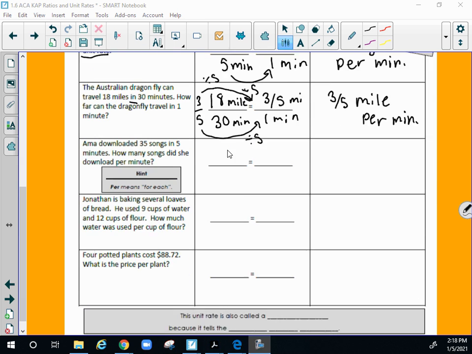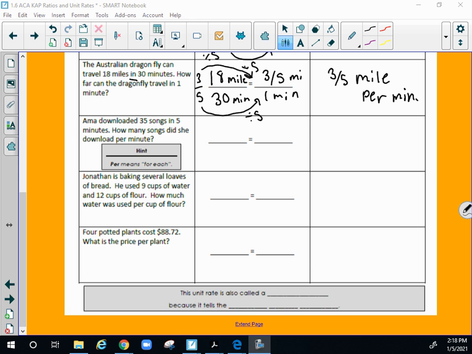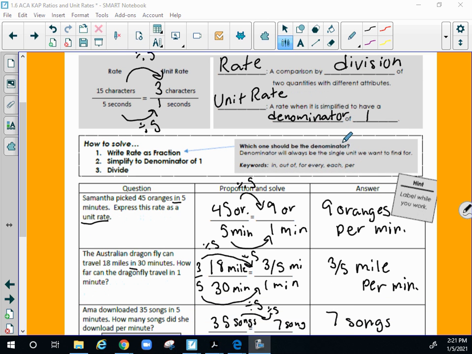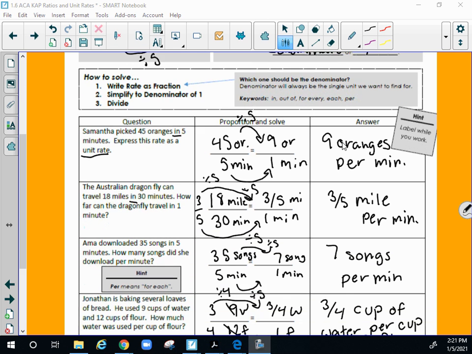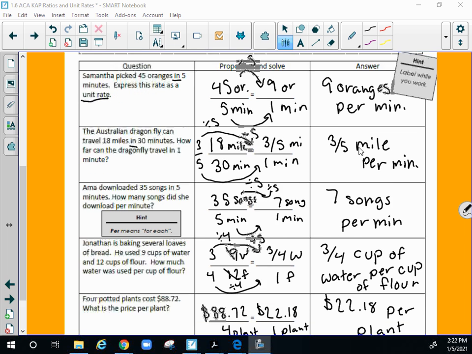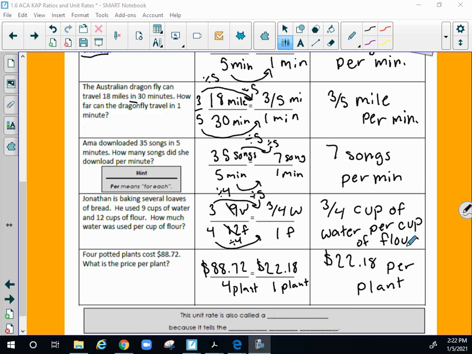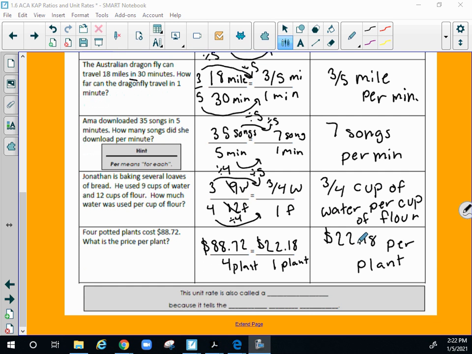Go ahead and try the next 3 on your own, and when you're ready, push play to check your answer. All right, so your answer should be 7 songs per minute, 3/4 cups of flour per cup of water, 3/4 cup of water per cup of flour, and $22.18 per plant.